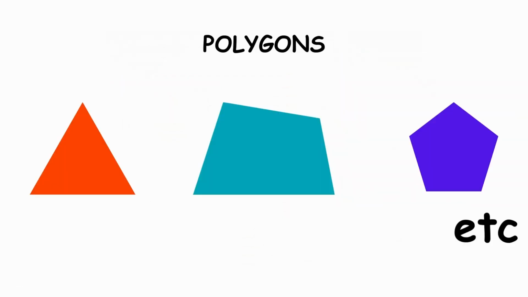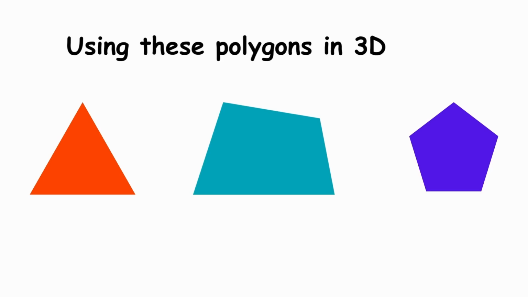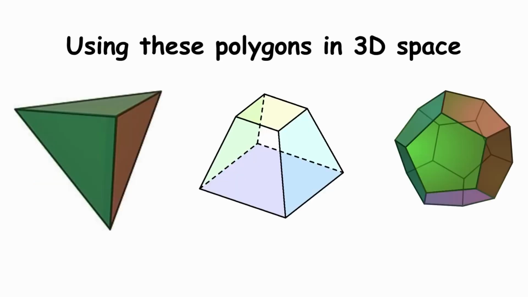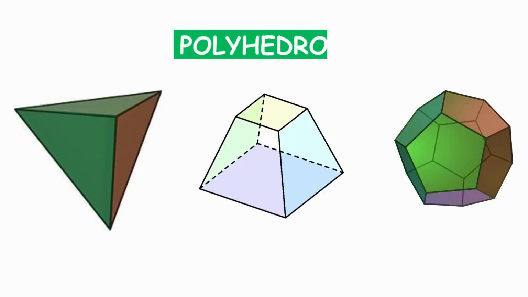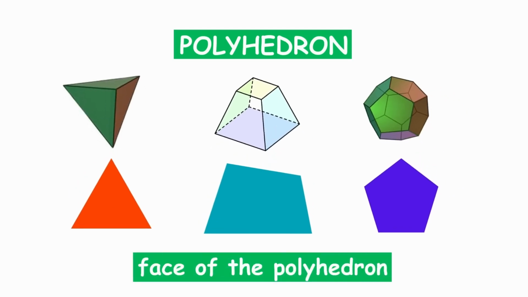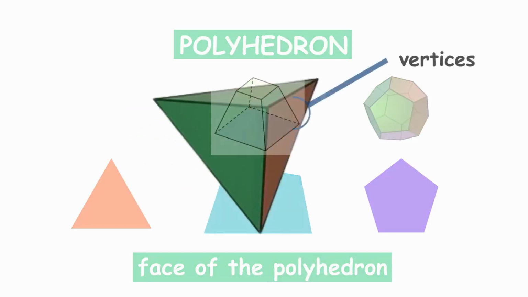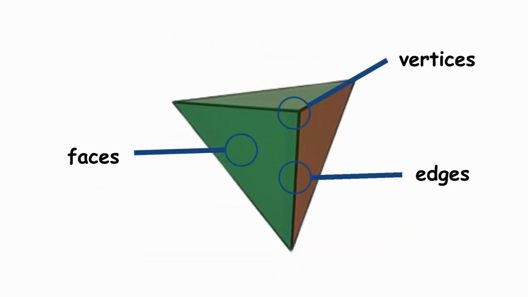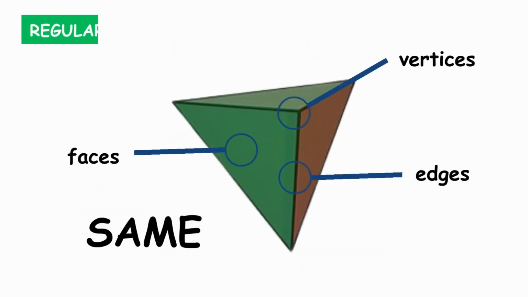Mucube. Think of the usual polygons: triangles, quadrilaterals, pentagons, etc. Using these polygons in 3D space, you can join their edges to form a 3D shape, known as a polyhedron. Each polygon is called a face of the polyhedron. If all of the polyhedron's vertices, edges, and faces are the same, it is called a regular polyhedron.